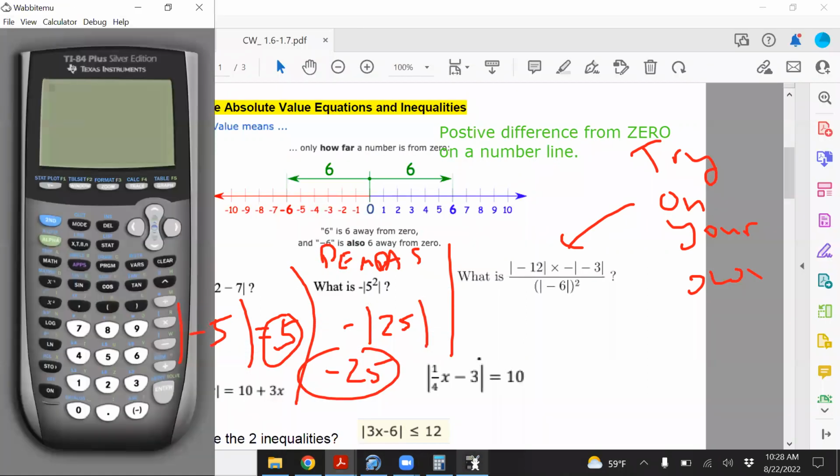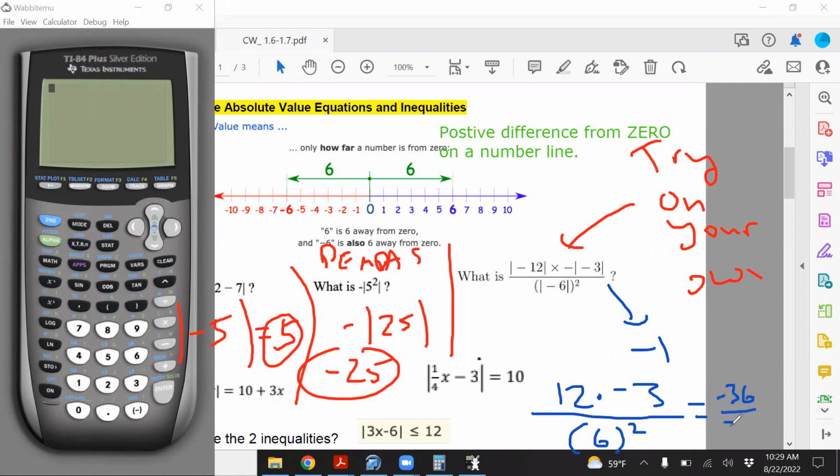All right. Anyone have an answer they'd like to share? AJ, go ahead. I agree. Good. Yep, -1. Thank you. The reason why is you got 12 times -3, because you have the extra negative outside the absolute value. Down below, you're doing 6 squared, which is 36. Which is -1, right?